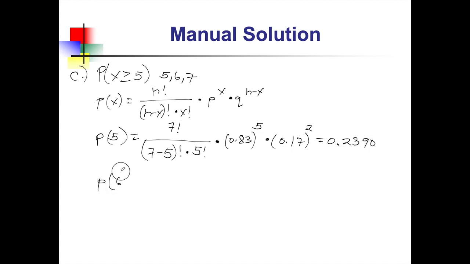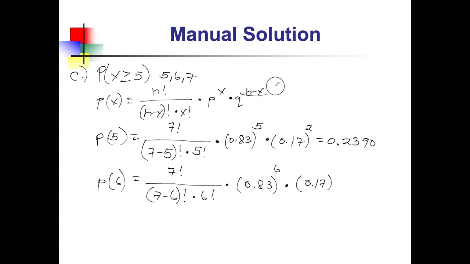Let's now proceed with the probability of 6. Pareho lang, kopyahin lang lahat maliban sa 5 papalitan. So we have 7 factorial all over 7 minus 6 factorial multiplied to 6 factorial multiplied natin sa 0.83 raised to x natin. In our case, that is 6. So, 6 yan multiplied to 0.17 raised to n minus x, which is 7 minus 6, or basically that is 1. Tama? So, direct input, this will give us a total of 0.3890 sa calculator.